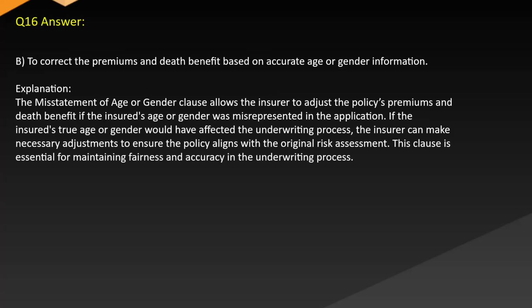Answer. B. To correct the premiums and death benefit based on accurate age or gender information. Explanation. The misstatement of age or gender clause allows the insurer to adjust the policy's premiums and death benefit if the insured's age or gender was misrepresented in the application. If the insured's true age or gender would have affected the underwriting process, the insurer can make necessary adjustments to ensure the policy aligns with the original risk assessment. This clause is essential for maintaining fairness and accuracy in the underwriting process.